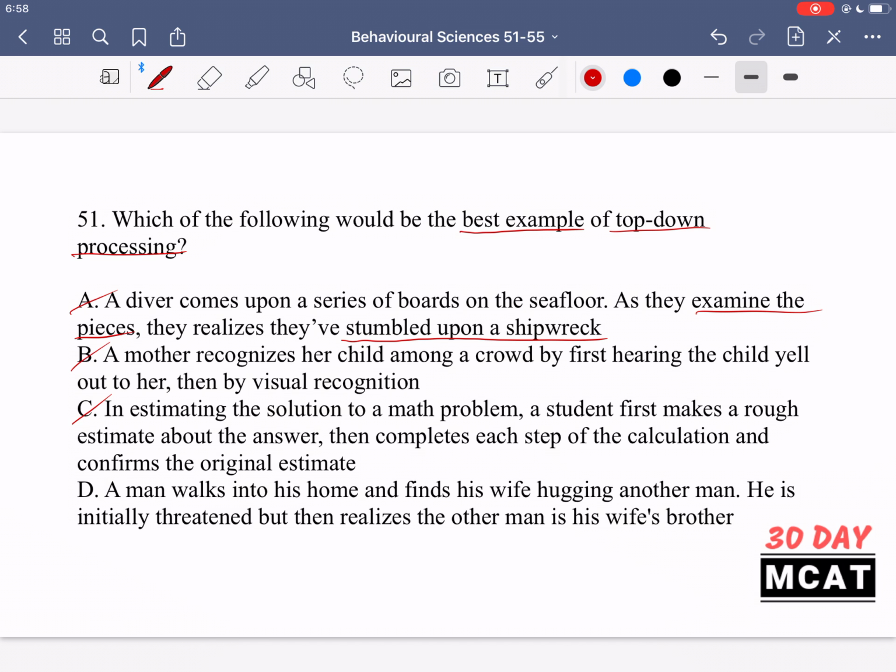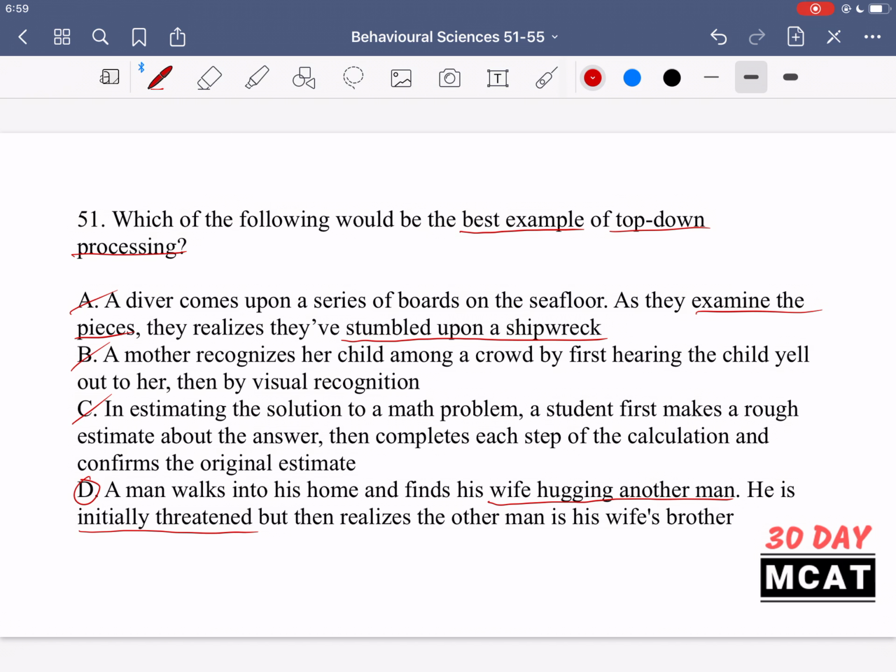That leaves us with option D, which is saying a man walks into his home and finds his wife hugging another man. He's initially threatened, but then realizes the other man is his wife's brother. And this is the correct answer, because the man first sees the sensory input, which is wife hugging another man. That's the sensory input that you get. And then instead of breaking down the pieces and putting it together as a whole, no, the person gets a sensory input, then they have some cognitive thinking about that, some thinking of what am I actually perceiving to get a result, which is that initially they're threatened. That's the initial thing.